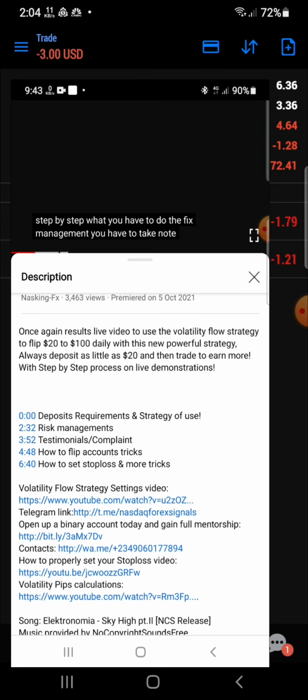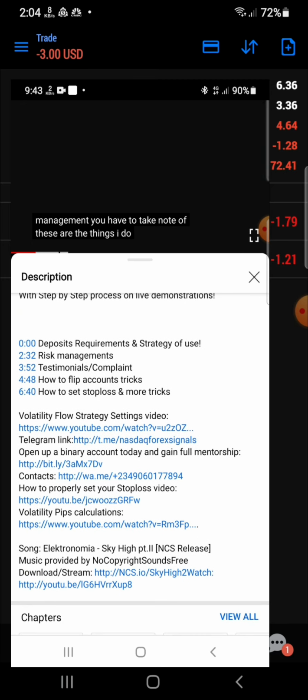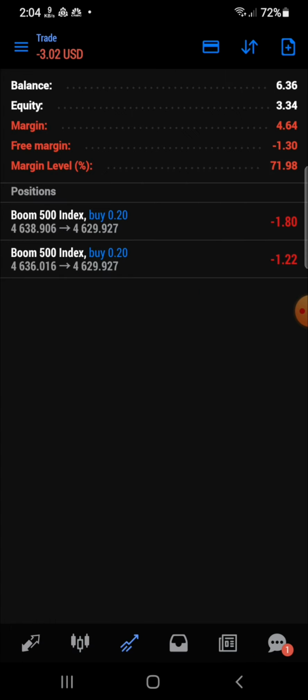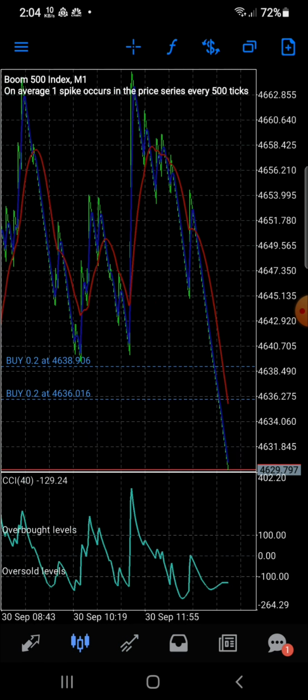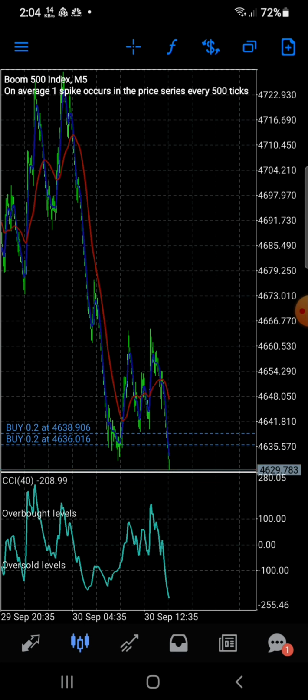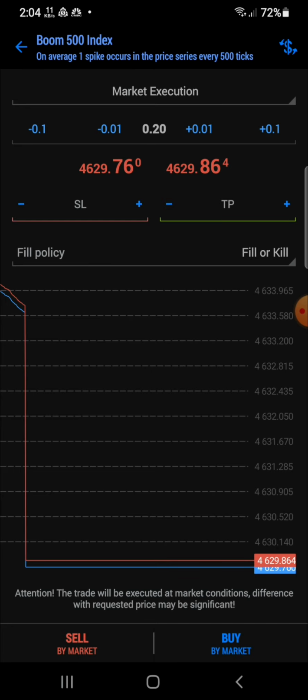This was the moment when I took a Boom 500 Index buy, and the account was draining all the way down because the $20 was split into two $10 accounts. The $10 was drained all the way down to $3, and I had to deposit the remaining $10 so that it would be back up to $10 and $20 again. So there were a lot of challenges. That's the whole essence of the video, to show you that there will be challenges.